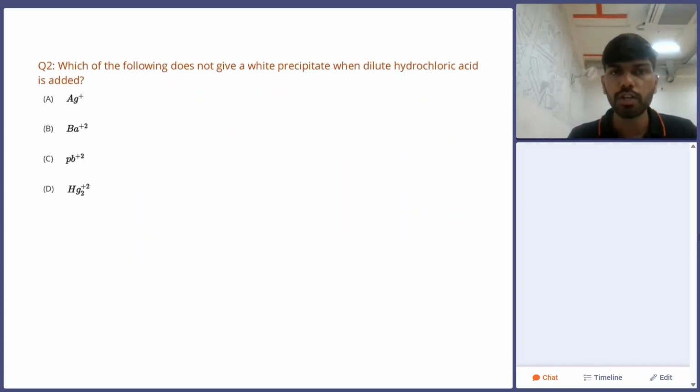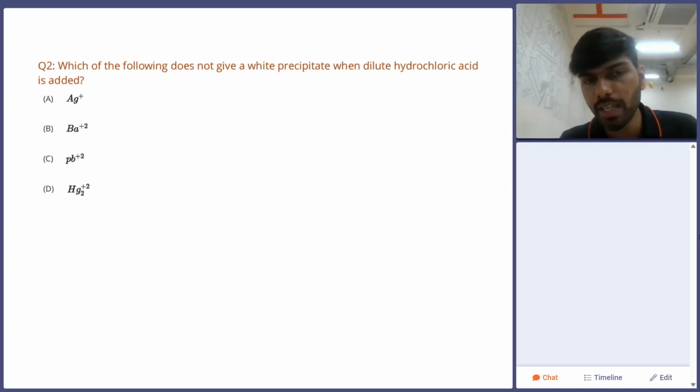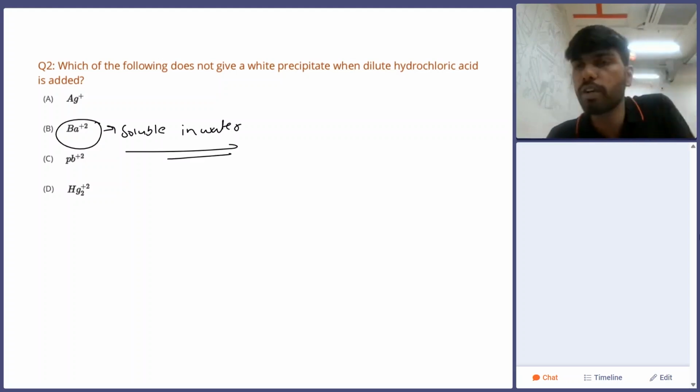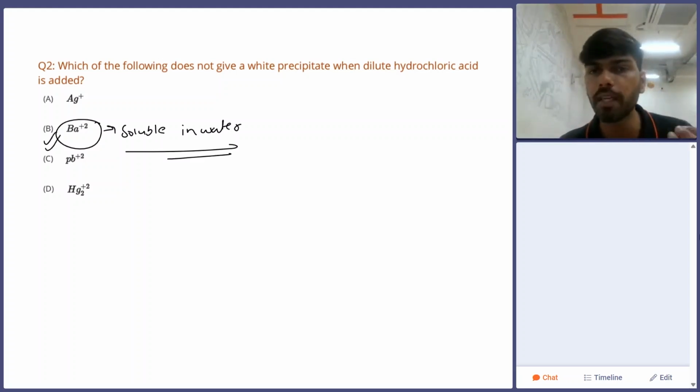Okay, now which of the following does not give a white precipitate when dilute hydrochloric acid is added? When we add dilute hydrochloric acid, we have Ag plus, Ba plus 2, Pb plus 2 and Hg2 plus 2. Ag plus, Pb plus 2 and Hg2 plus 2 form white precipitates of AgCl, PbCl2 and Hg2Cl2 respectively. But Ba2 plus does not form a white precipitate because BaCl2 is soluble in water. If it is soluble, how is it going to form a precipitate? So that's the reason option B is correct.